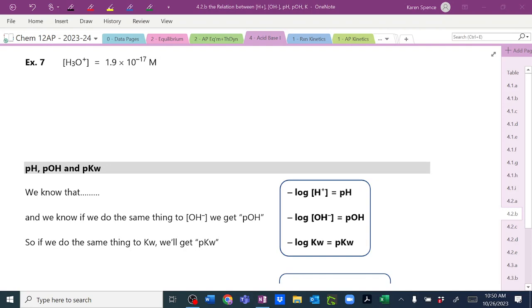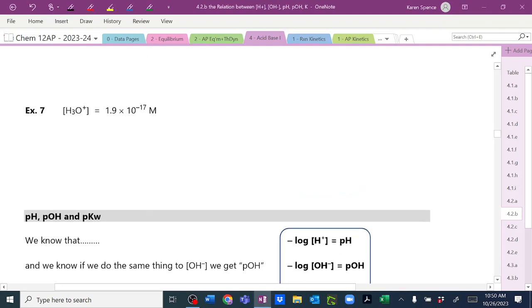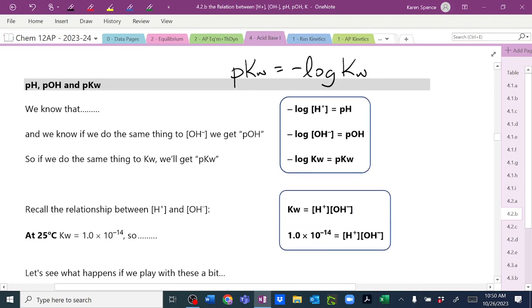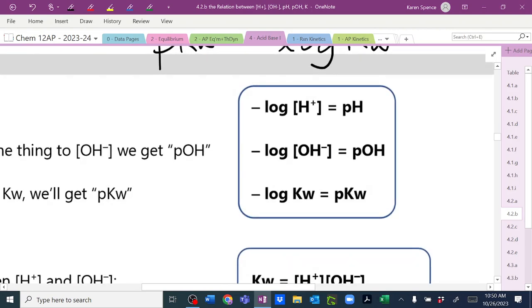Okay, pH, pOH, and pKw. Can you guess what pKw stands for? What the formula is for pKw? It's the negative log of Kw. So we have pH is the negative log of H, pOH is the negative log of OH, pKw is the negative log of Kw. Yes? Okay.